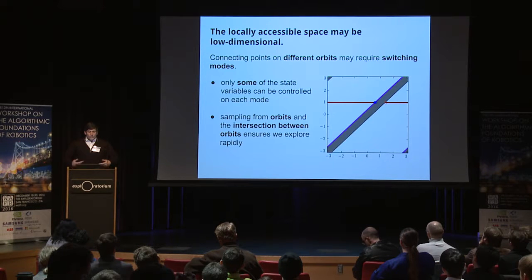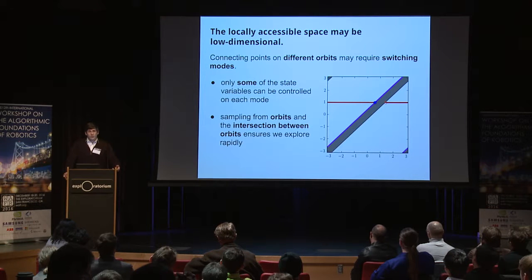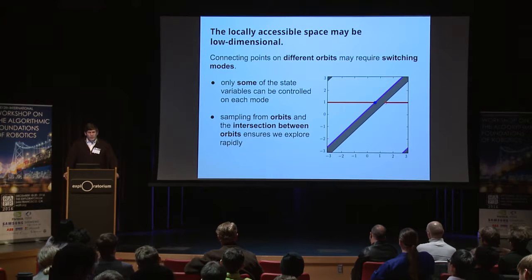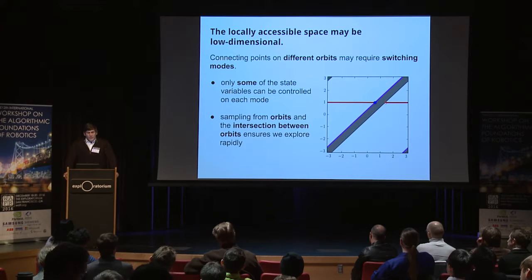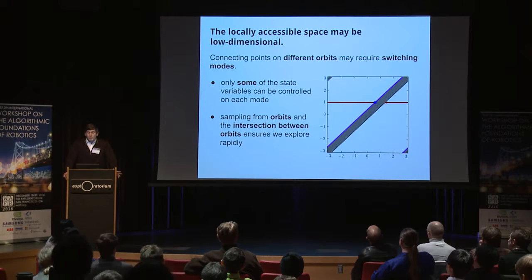And so what's interesting is that if the orbits are low-dimensional, if there are directions in which we can't move, then in order to move between two configurations, we may need to switch modes. And that means that the shortest path between two arbitrarily close points in configuration space can be arbitrarily long. And that's the core of the problem with applying sampling-based algorithms to piecewise analytic domains.